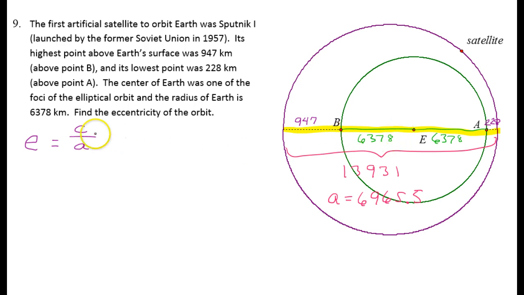Now we need the C value. So all we need to do is find the C value. Remember that the C value is the distance from the center to the focus. Now, the best way for me to explain how I'm going to find the distance from the center to the focus is to imagine that this entire orbit system is placed on the following XY plane.